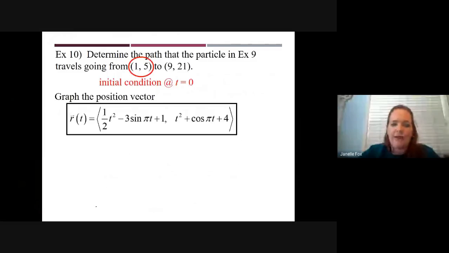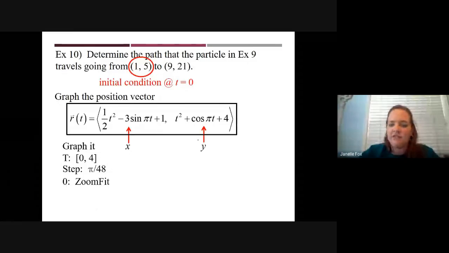Now what we're going to do is put this in our calculators. So what I want you to do is graph it in parametric, right? This is going to be your x component. This is going to be your y component. Your time is going to be from 0 to 4, because remember back in question 9, it says find the position of the particle at time 4. So we want to go all the times from 0 to 4. Our steps are going to be pi over 48. And then I have no idea what this looks like.